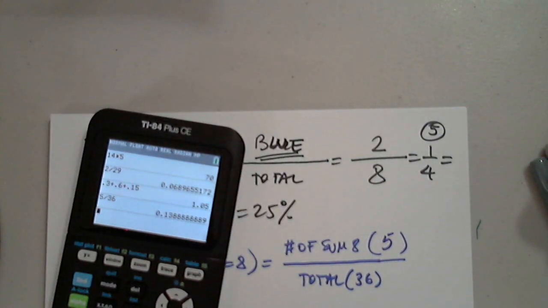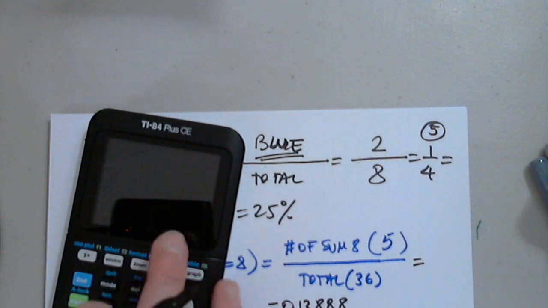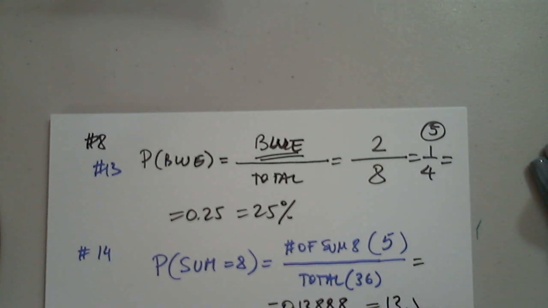I got 0.13888. Now let's see what they want. They either want the fraction or something decimal or 13.89%. I didn't read far enough. The probability of getting 2 numbers whose sum is 8 is, type an integer or a simplified fraction. So in that case, I will enter 5/36. Good. Other questions? Anything else here?